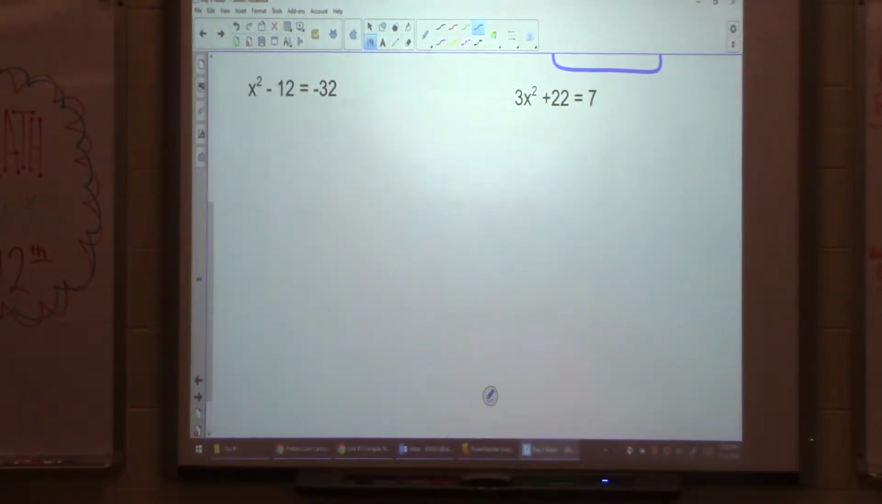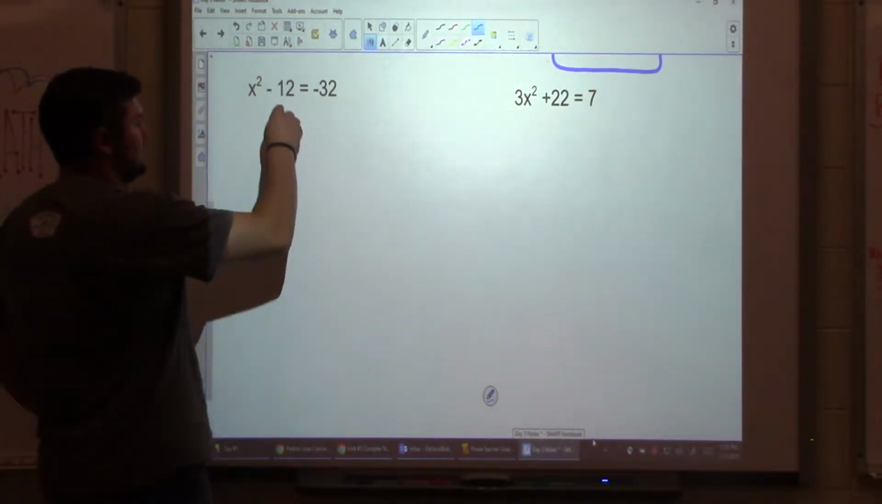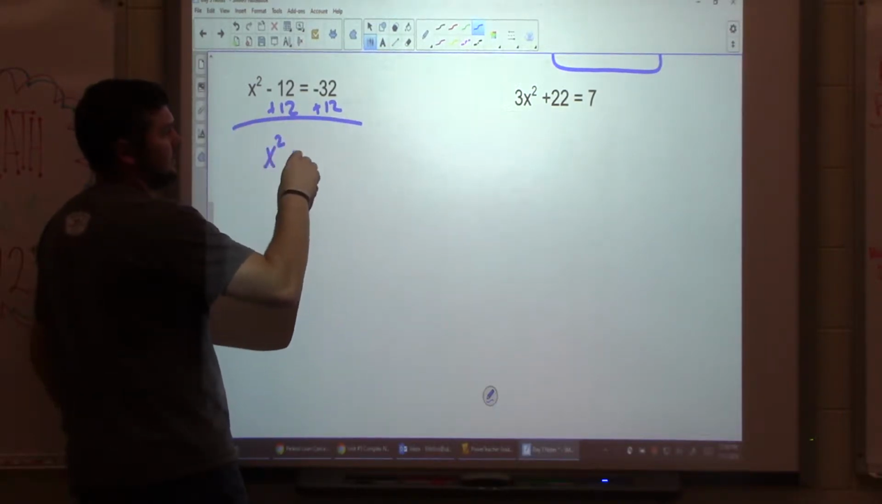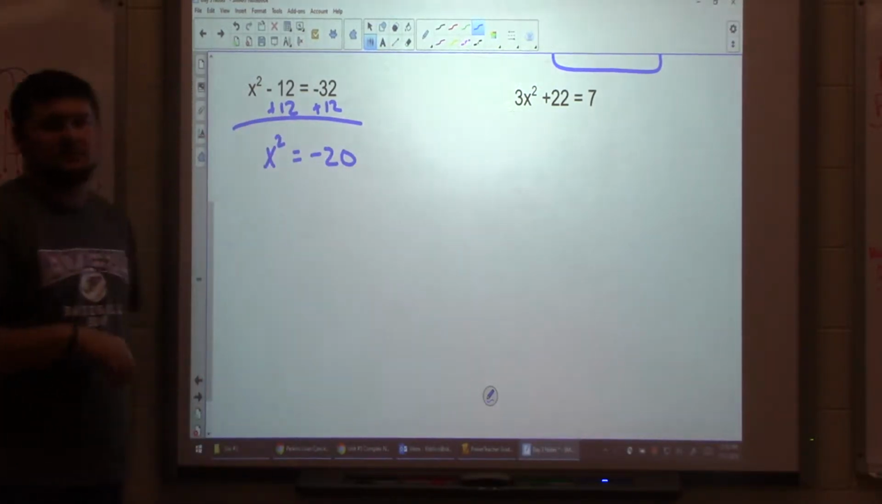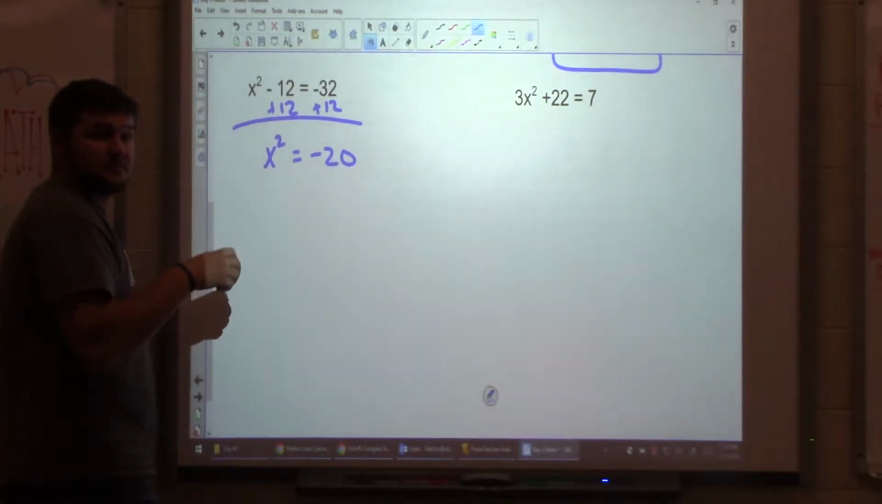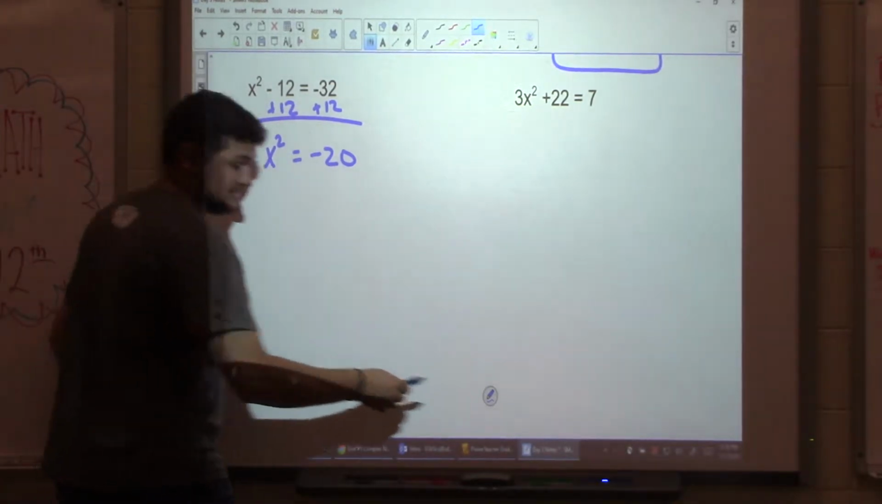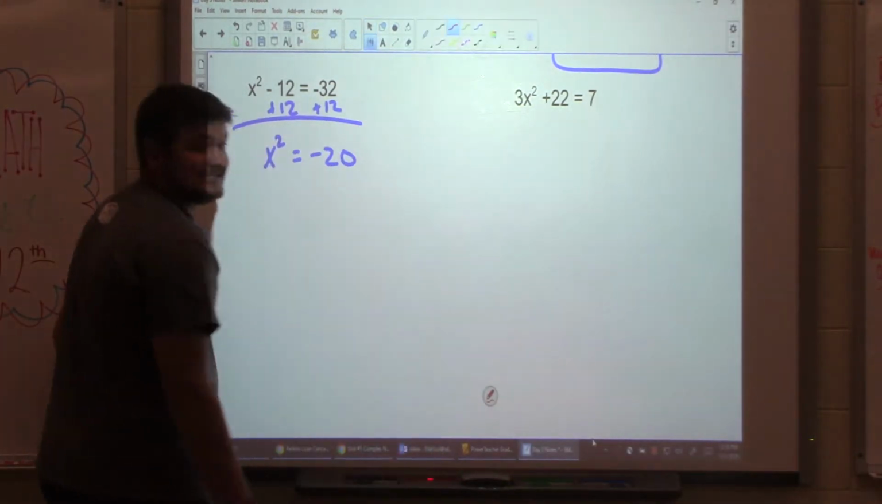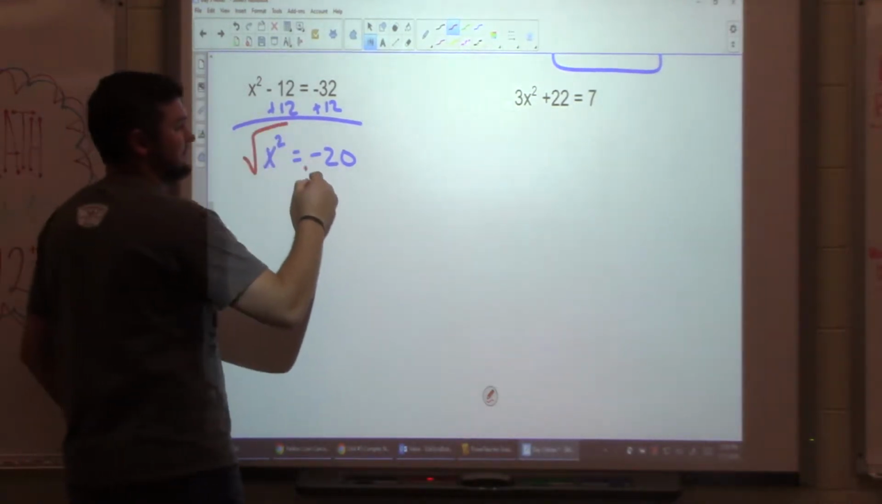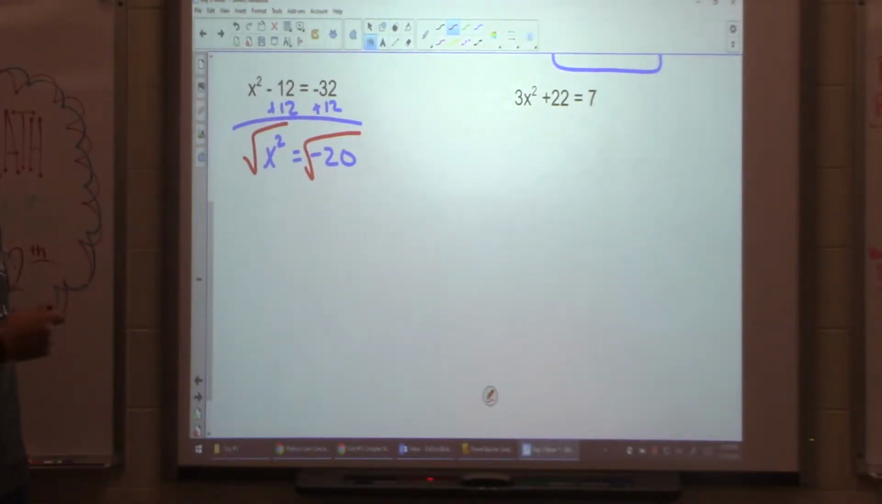Let's try the next one. x squared minus 12 equals -32. Add 12 to both sides. x squared equals -20. Right? Well, Sarah, what should I do? You do the radical, yeah, the square root, right? Take square root of both sides.